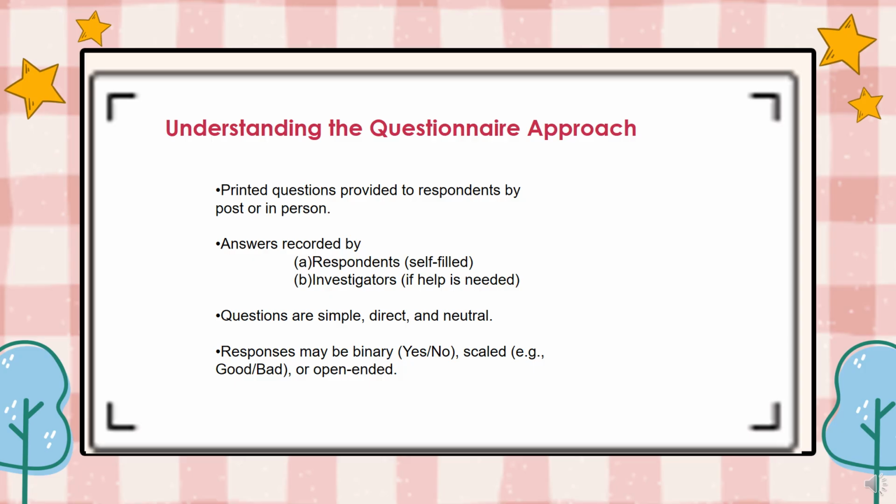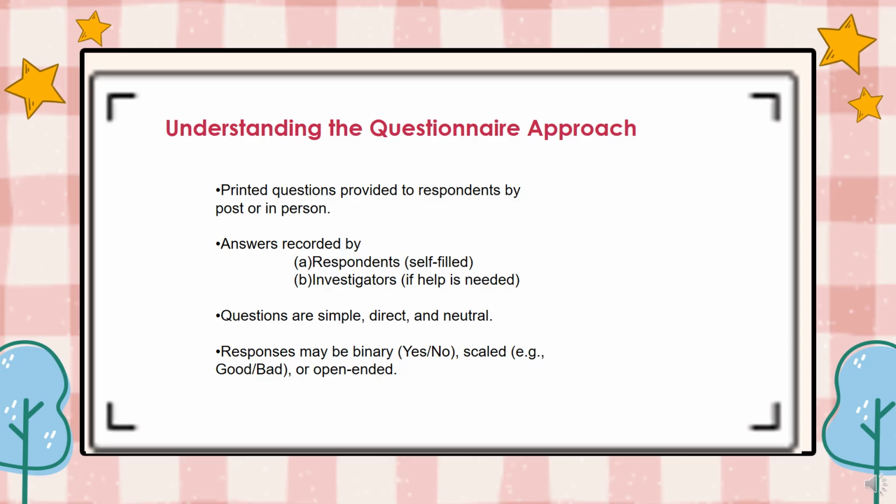In the questionnaire method, a list of questions is either handed over, mailed, or shared electronically with the respondent. The respondent then reads the questions and fills in the answers independently. Questionnaires may be designed with a variety of question types such as yes or no questions, Likert scales like strongly agree to strongly disagree, or open-ended questions that allow detailed responses.